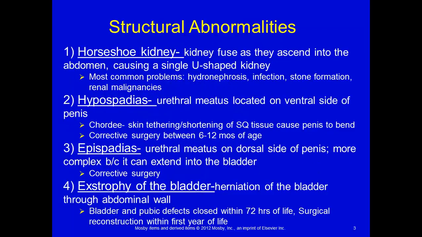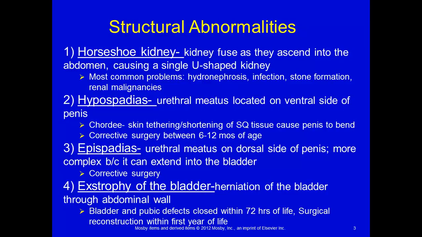Okay, so first thing, structural abnormalities. And again, this is going to be pretty specific to kids, the pediatric population. We're just going to go through a little tour of structural abnormalities. There's a list here that we'll work our way through. So the first one is horseshoe kidney. This is literally basically two kidneys fused together.